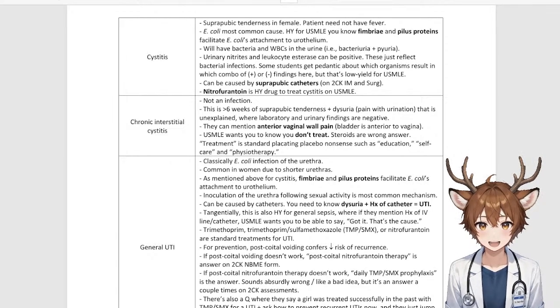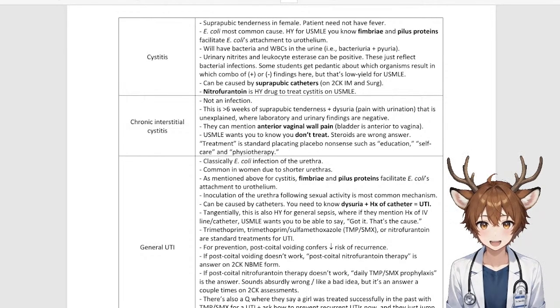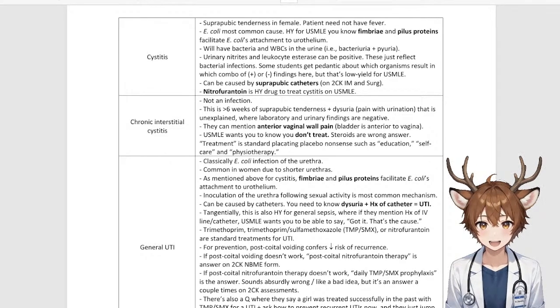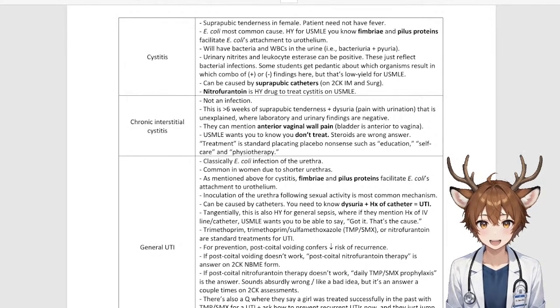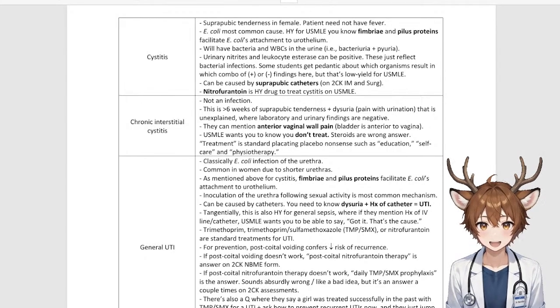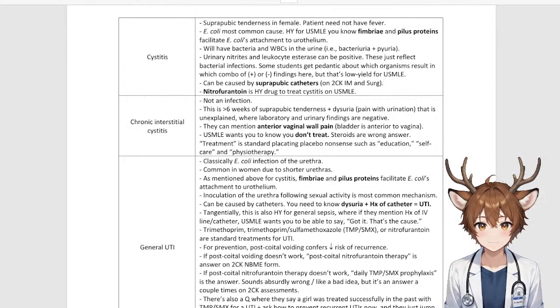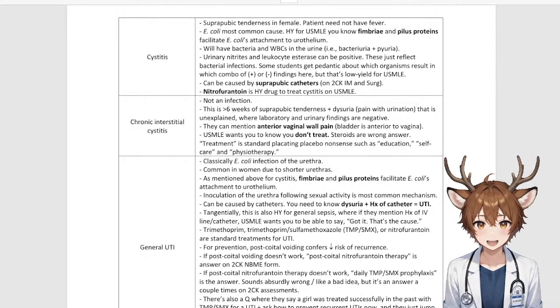Chronic interstitial cystitis is not an infection. This is greater than 6 weeks of suprapubic tenderness plus dysuria, pain with urination that is unexplained, where laboratory and urinary findings are negative. They can mention anterior vaginal wall pain, since the bladder is anterior to the vagina. USMLE wants you to know you don't treat with steroids; that's the wrong answer. Treatment is standard, placating, placebo nonsense such as education, self-care, and physiotherapy. That's for chronic interstitial cystitis. It's not an infection.